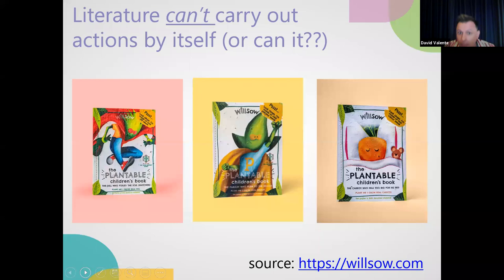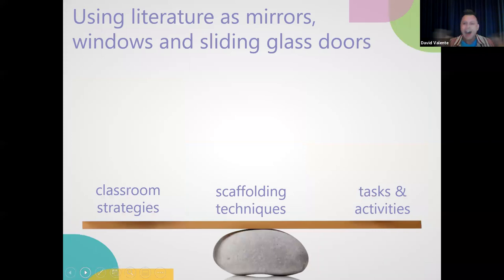But usually they can't. It's the children, it's the school, it's the education system that needs to be taking the action. All right. How? And this is the really important part for us in terms of classroom practice. And it depends on the strategies we use in the classroom, obviously, how we scaffold, and really importantly for me, this is the creative bit, the tasks and the activities we do. And if you want an umbrella term for the strategies, the techniques and the tasks, I use the term mediation.